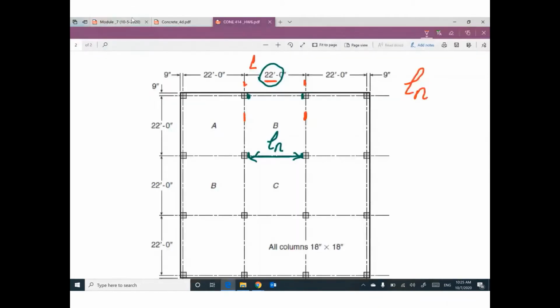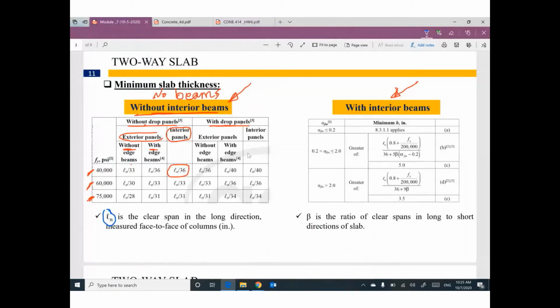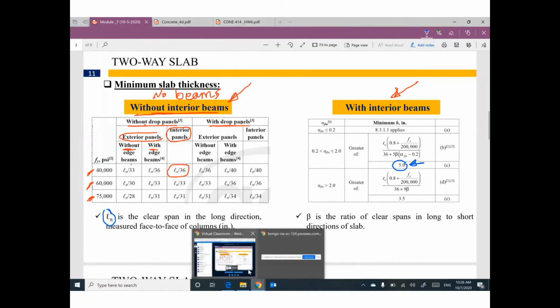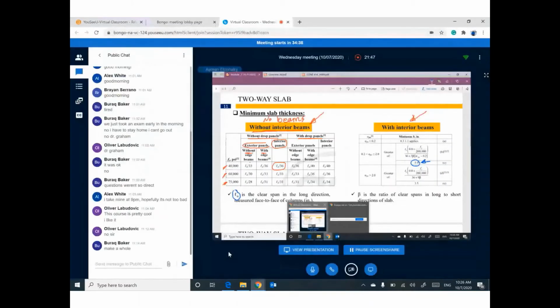Okay. If you have interior beams, it will be more complicated, but I'm going to suggest using 5" without all of these details. Forget all of these details. Just use 5" as a minimum thickness if you have interior beams. Any questions so far? Okay.